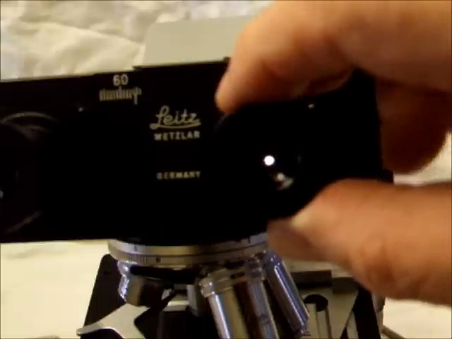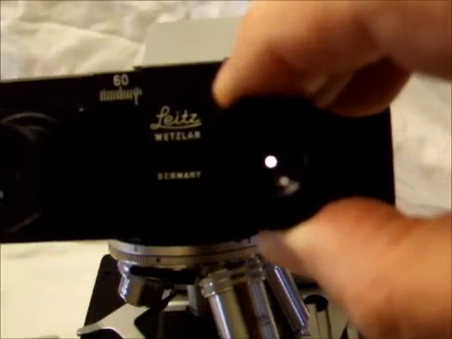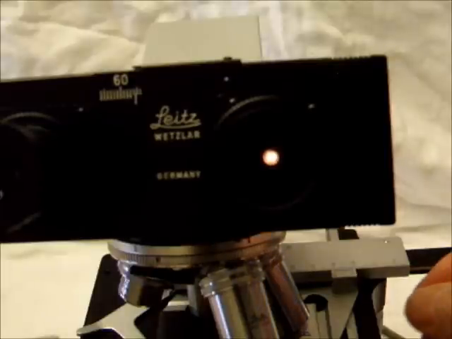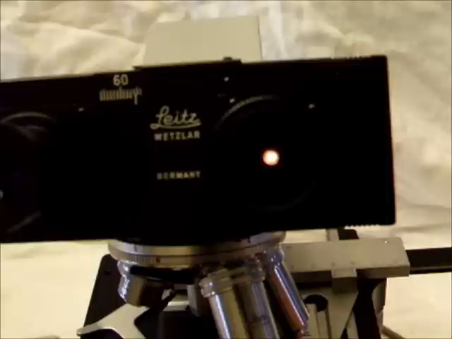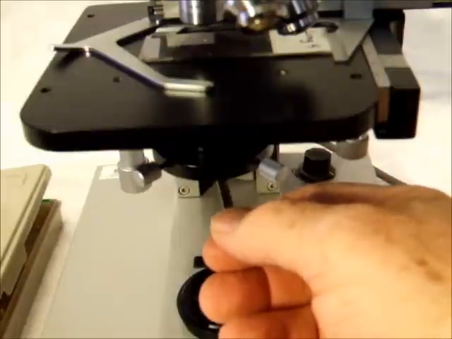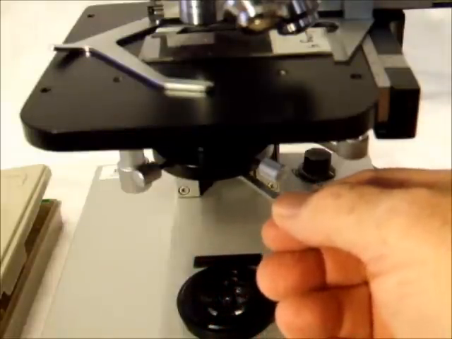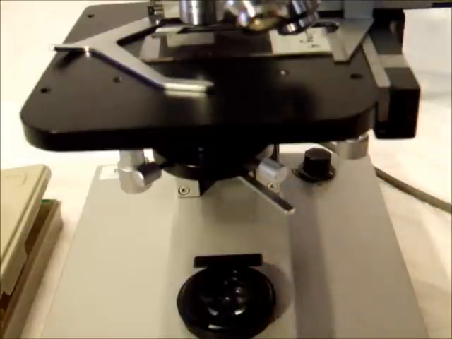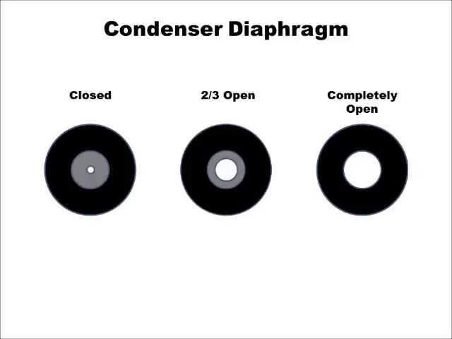Step 9. Remove one of the ocular lenses, being very careful not to drop it. When you look through the empty tube, you will see a spot of light against a gray background. When you adjust the condenser diaphragm, the size of this spot of light will change. These figures illustrate what you should see in the empty tube.